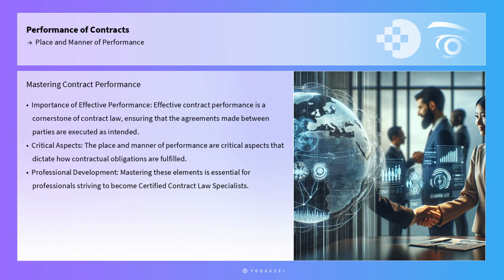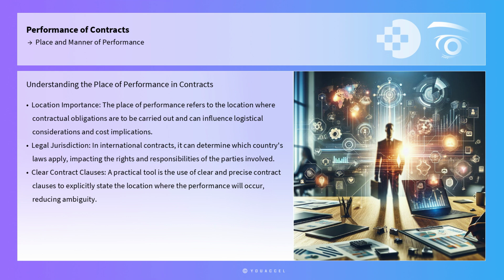This lesson aims to provide actionable insights, practical tools, and frameworks to enhance proficiency in managing the performance of contracts with a focus on place and manner. The place of performance refers to the location where contractual obligations are to be carried out. It is a fundamental aspect that can influence logistical considerations, cost implications, and even legal jurisdiction.